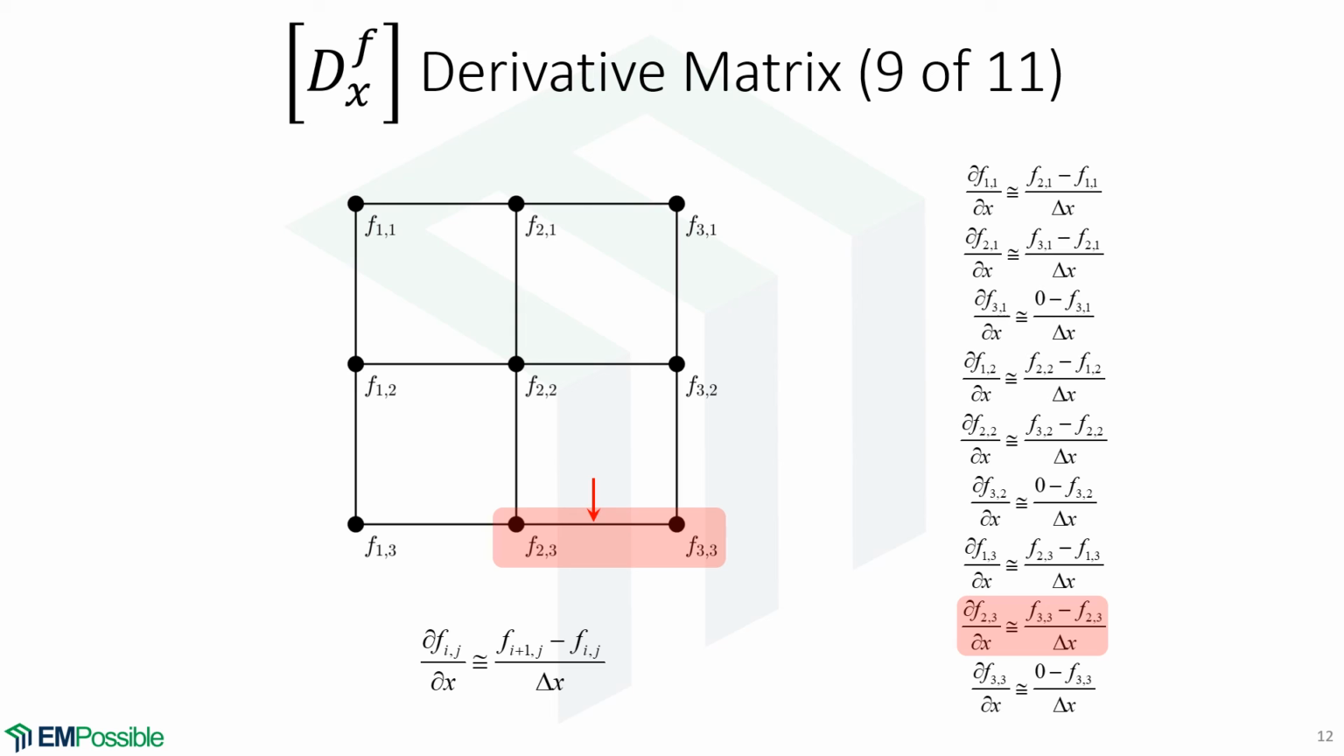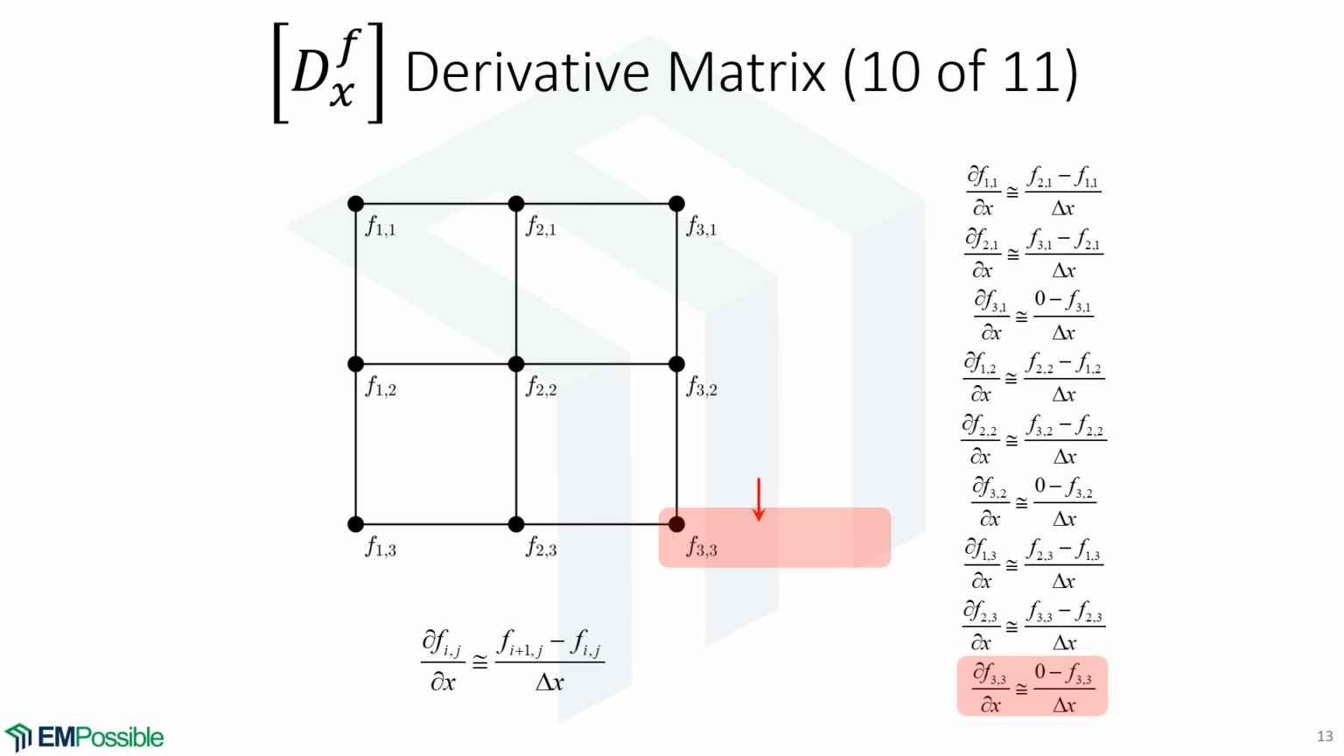Here we're evaluating the finite difference at the midpoint between f23 and f33. So the finite difference approximation would be f33 minus f23 divided by the spacing between them. f33 minus f23 divided by the space between them, delta x.